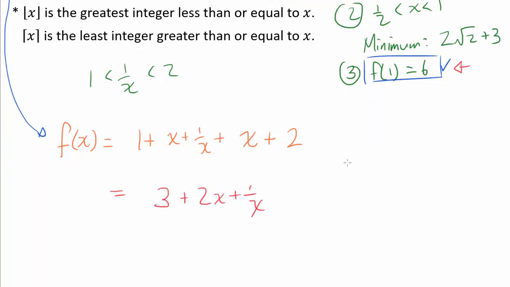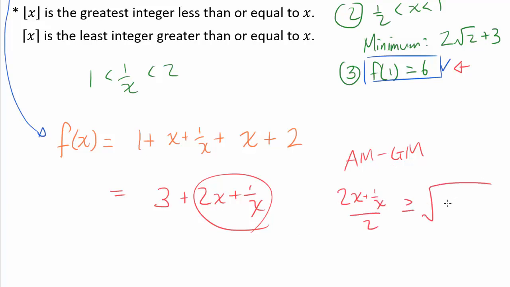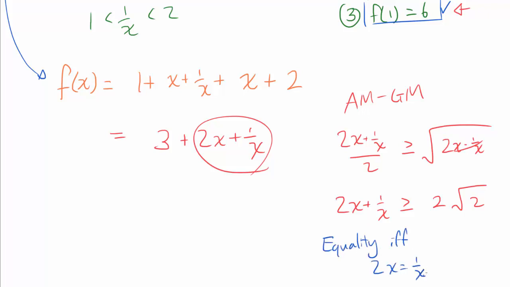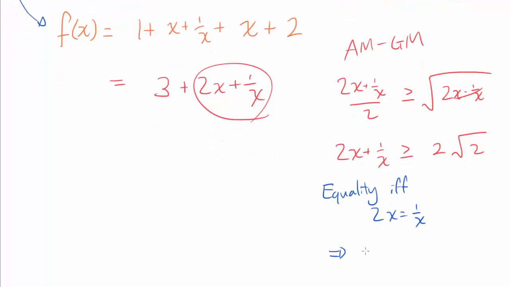And we can minimize this using the AM-GM inequality once again on 2x plus 1 over x. We know that (2x plus 1 over x) over 2 has to be greater than or equal to the square root of 2x times 1 over x. And this tells us that 2x plus 1 over x is greater than or equal to 2 times the square root of 2, since x and 1 over x cancel out. And we know the equality occurs if and only if 2x and 1 over x were the same to begin with, and this tells us that x is 1 over square root of 2.